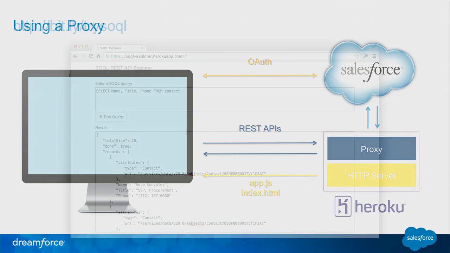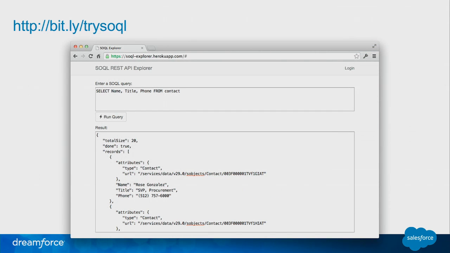An example of this kind of proxy in application, if you can see that bit.ly link there, try Sockle. So just a quick explorer in Heroku. If you want to spin this up and have a go with it, you'll experience the OAuth flow with Salesforce. You've probably seen it before.